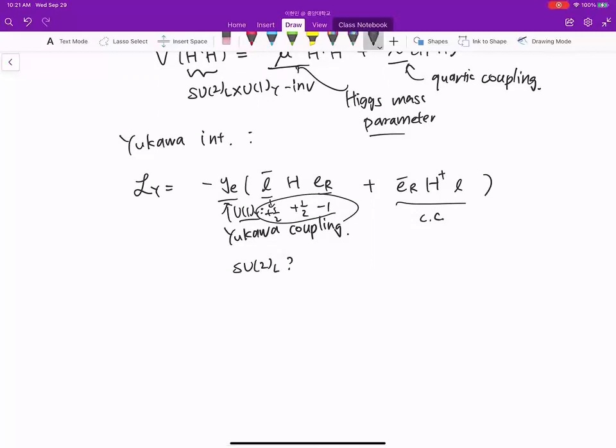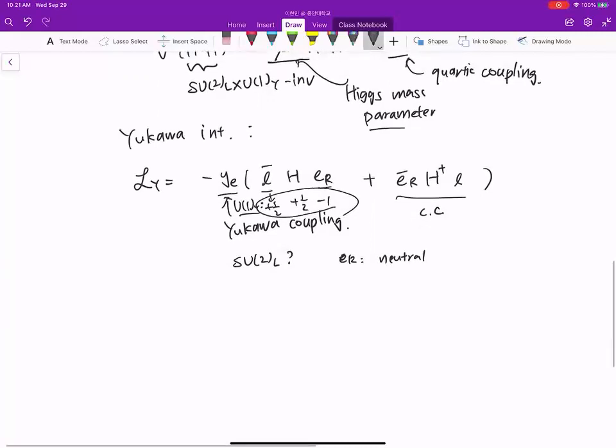And so e_R is neutral. e_R, the lepton singlet, does not change under the SU(2). But the H and L, they are leptons, they are doublets.